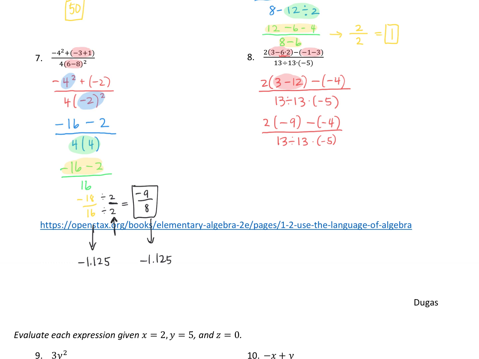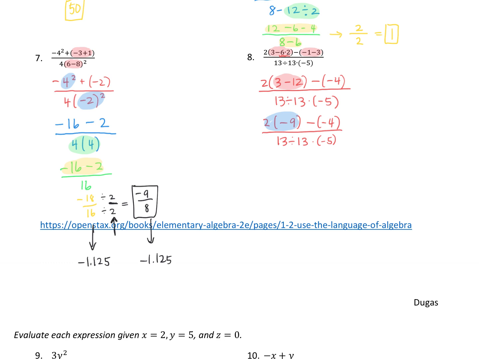Next, I'm looking for exponents. I don't have any, so then I'm looking for multiplication and division. So I've got this multiplication, and let's look at the top first, because the bottom, we'll have to talk about that. So let's finish the top first.